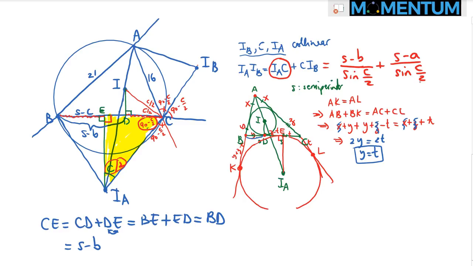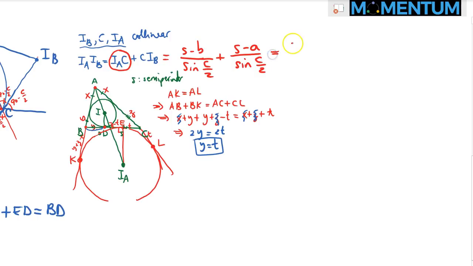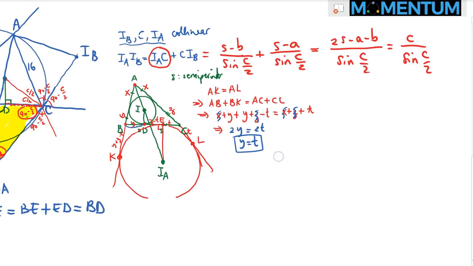Now we can combine these two. The denominator is the same, so you get 2s minus a minus b over sine of C over 2. But that's just a plus b plus c minus a minus b, so it's just c over sine C over 2. And by the same token, this is IA, IB.